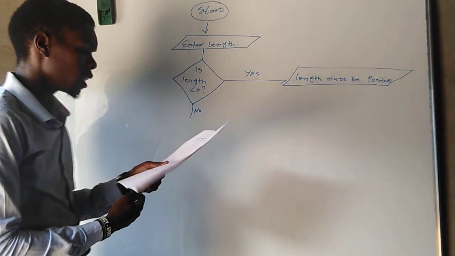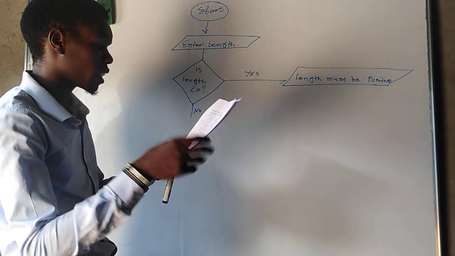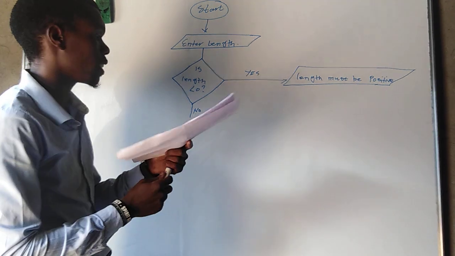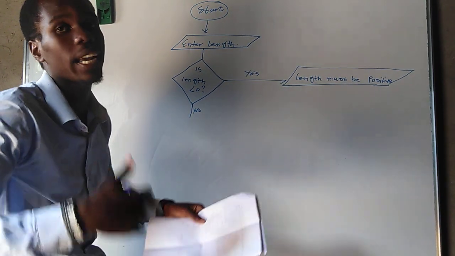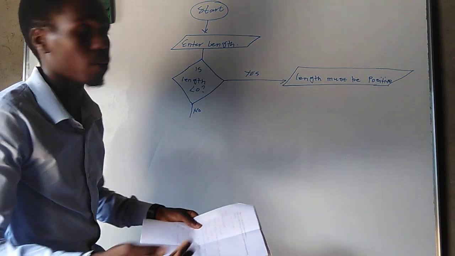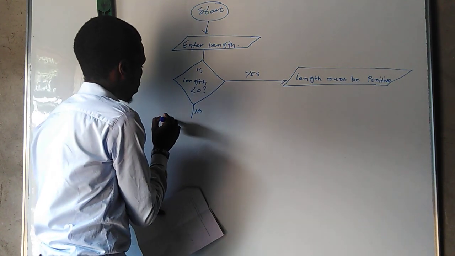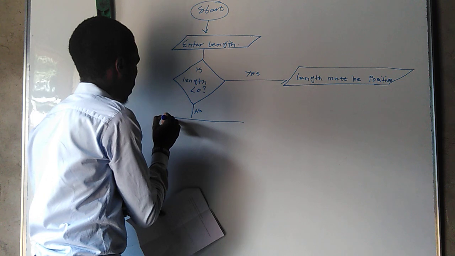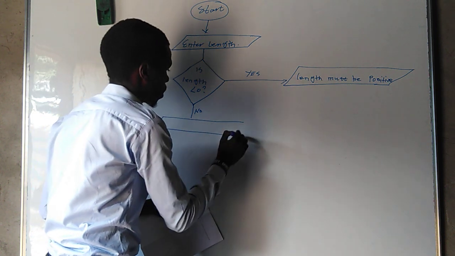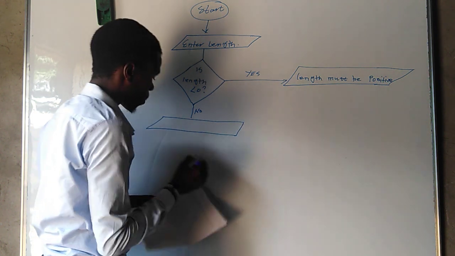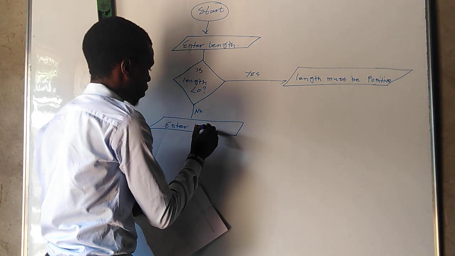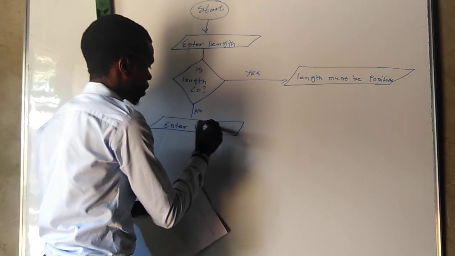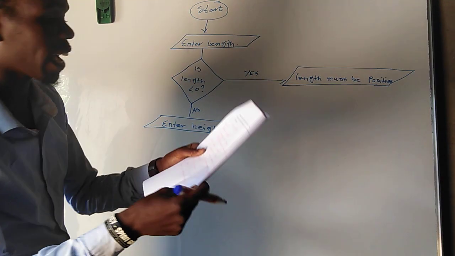Then here we will continue saying enter height, meaning we are entering. So what symbol are we going to use for entry? The parallelogram. So here I'll bring the parallelogram again like this. What am I going to put in it? I'm going to say enter height, like this. I've entered my height in there.